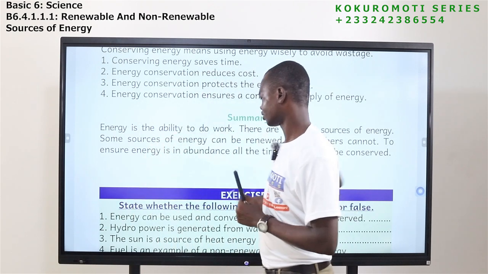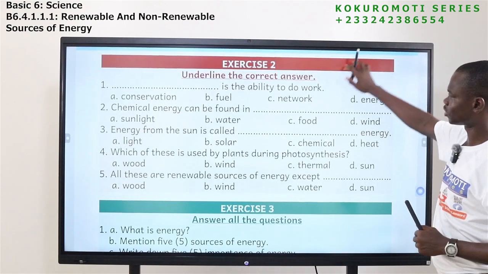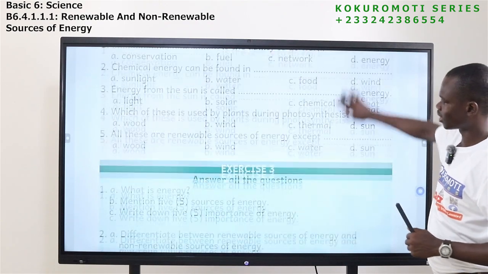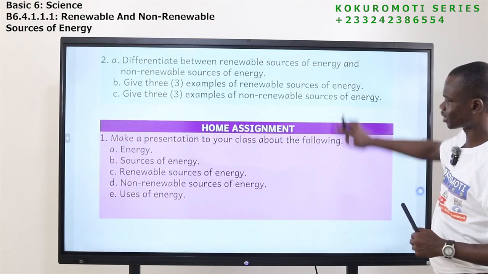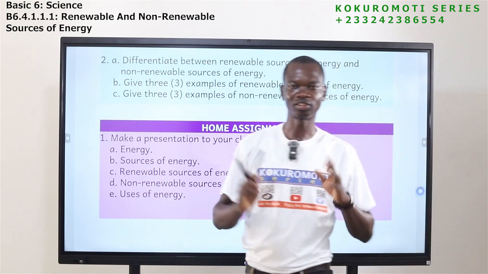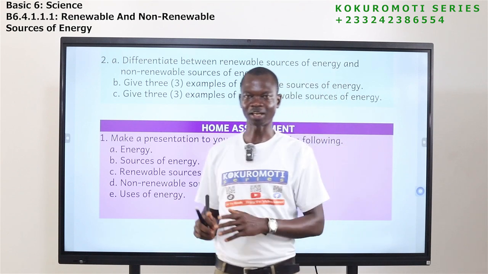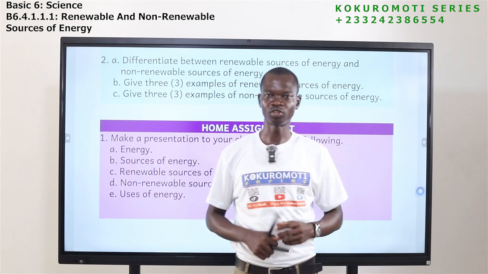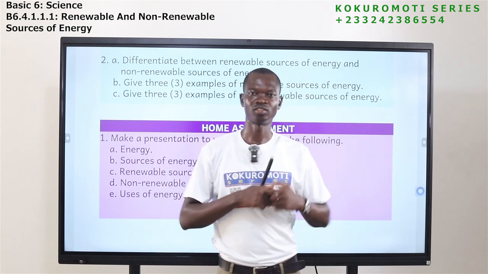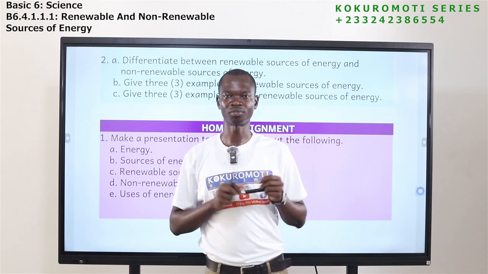Let's look at the exercises. So exercise 1 is here. Exercise 2. We have exercise 3, home assignment 1. So this is what you are doing as your exercises and your home assignments. Make sure you take your time, you read the book, you watch the video again. If you have questions, ask. Your teachers and your parents are there. Go to them if you have questions, they will help you.